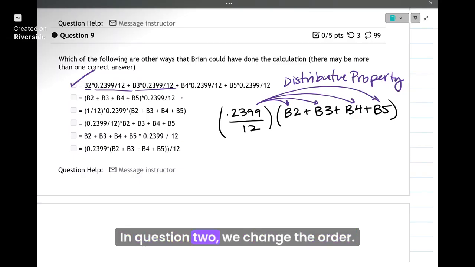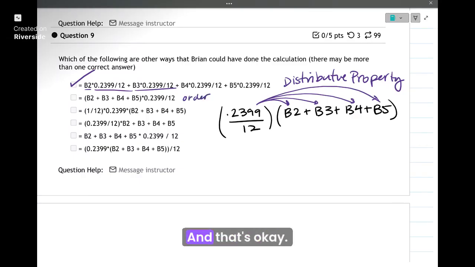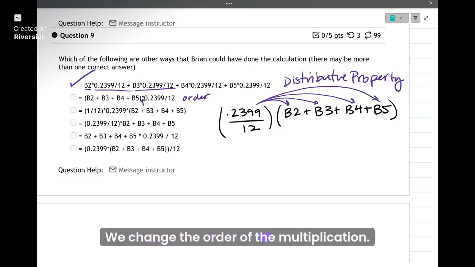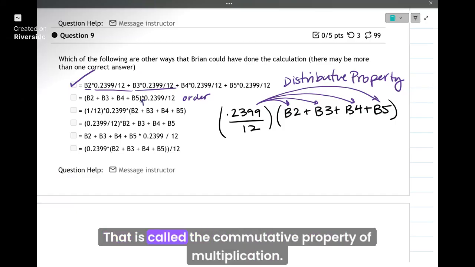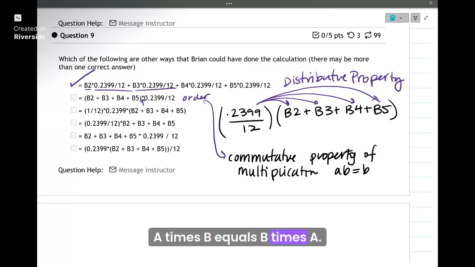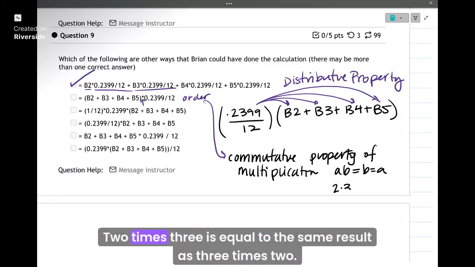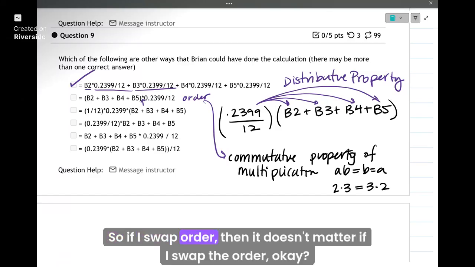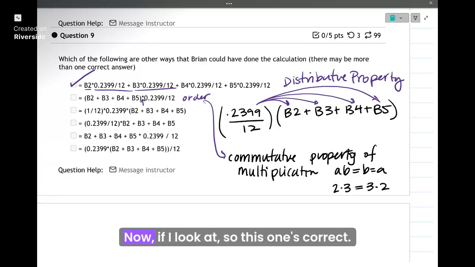In question 2, we changed the order, and that's okay. We changed the order of the multiplication. That is called the commutative property of multiplication. And that is the property that says order doesn't matter. A times B equals B times A. Let's make it really plain. 2 times 3 is equal to the same result as 3 times 2. So if I swap the order, it doesn't matter. Okay? So this one's correct.